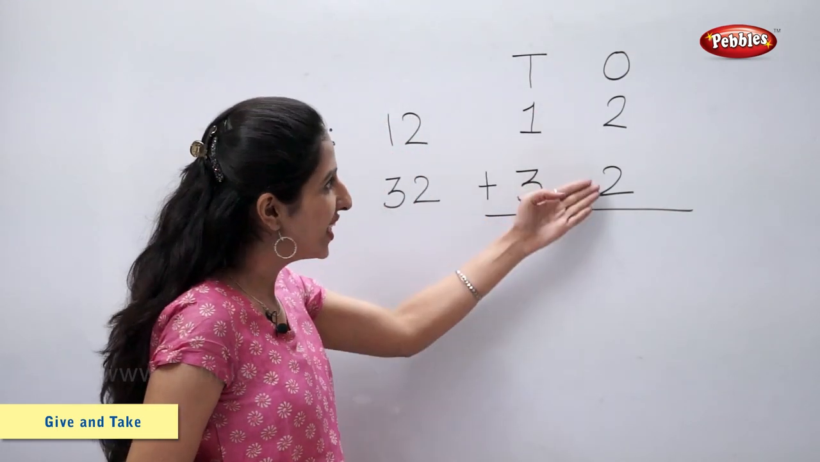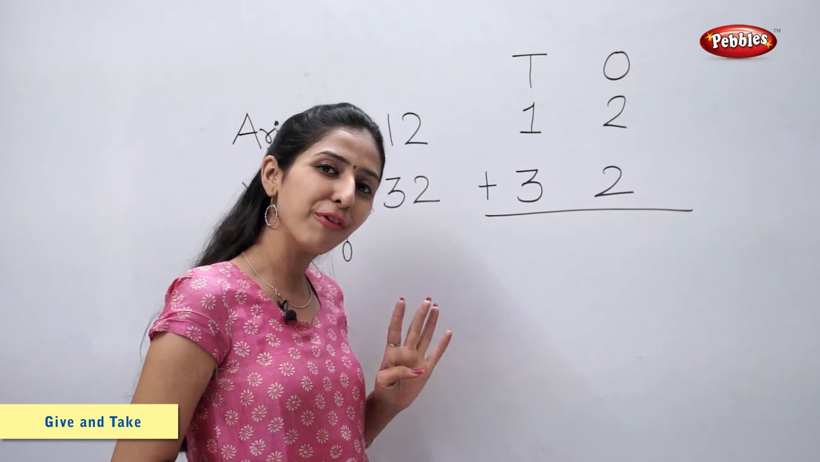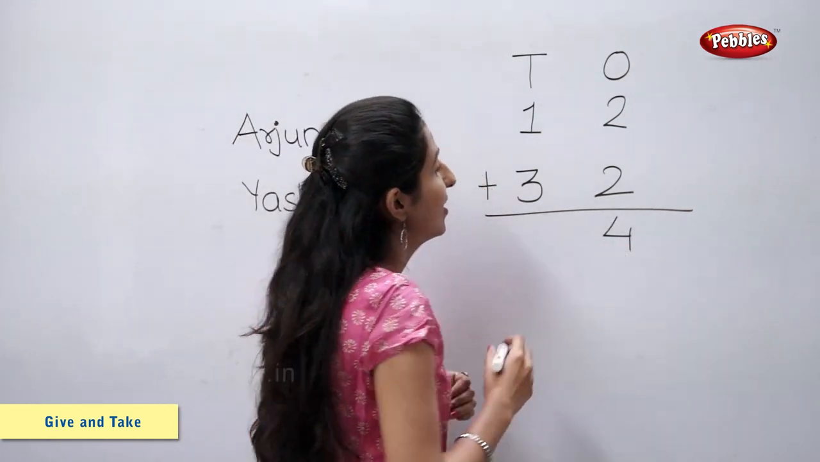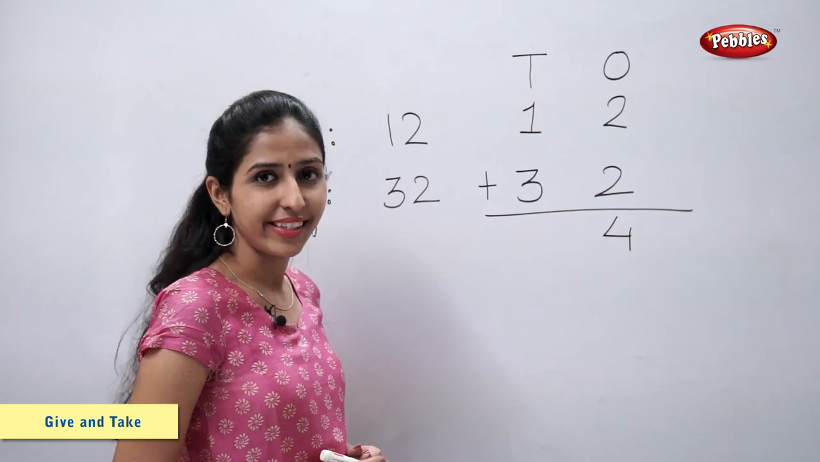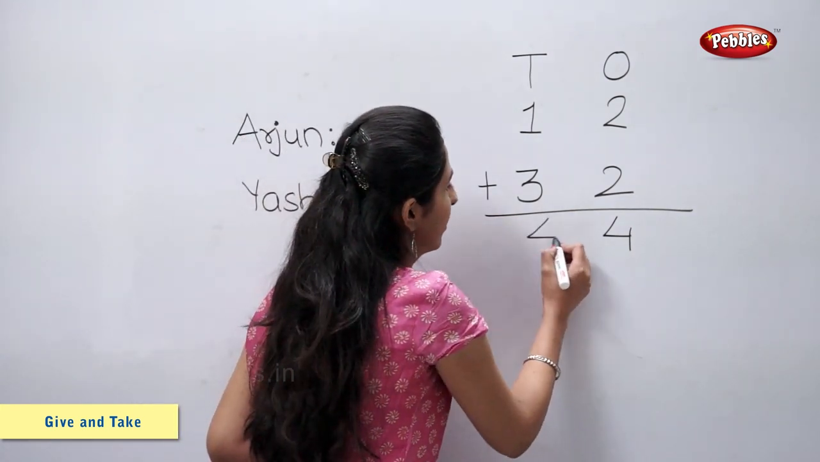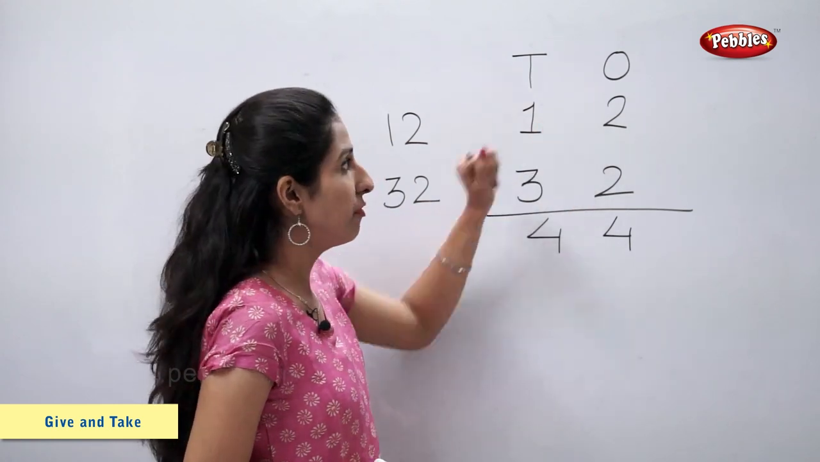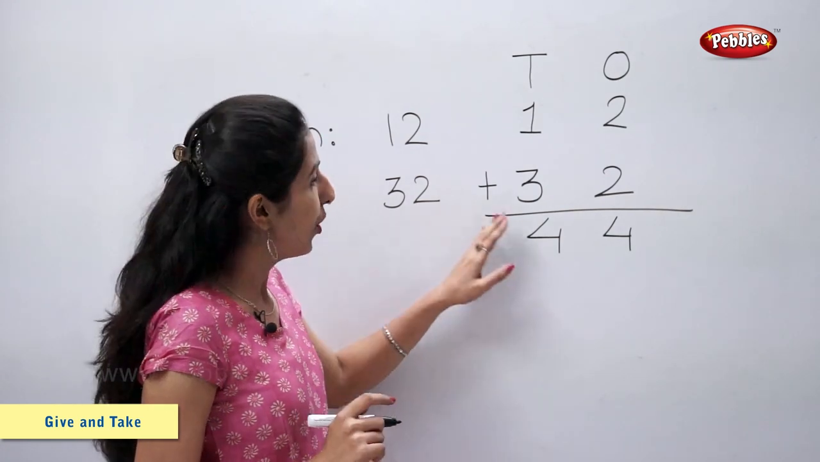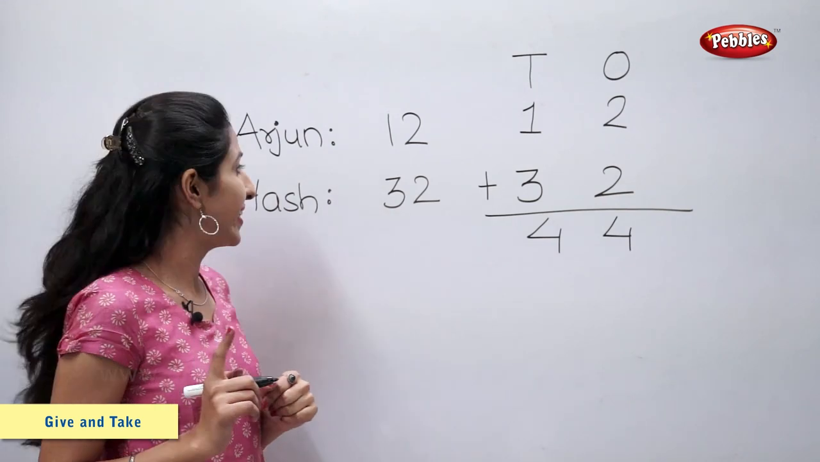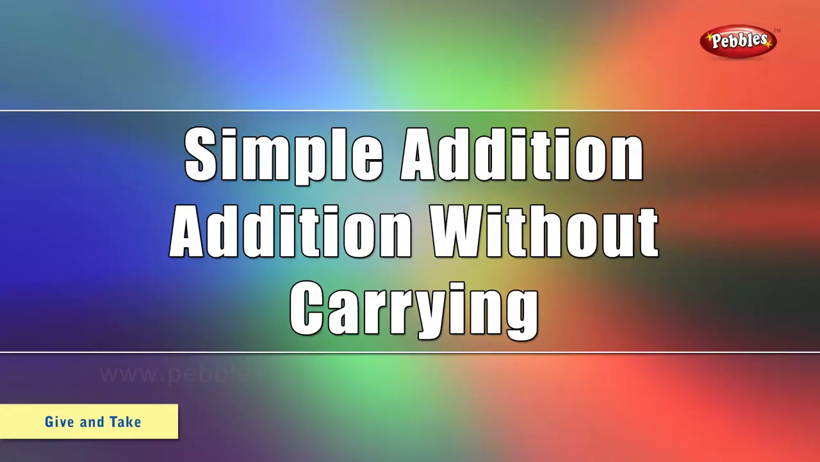Now, let's find total number of pearls. Let us first add ones. 2 plus 2 is equal to 4. Now, tens. 1 plus 3 is equal to 4. So, now we have 4 tens and 4 ones. 12 plus 32 is equal to 44. So now we can say that Arjun and Yash together will have 44 pearls. Simple addition. Addition without carrying.